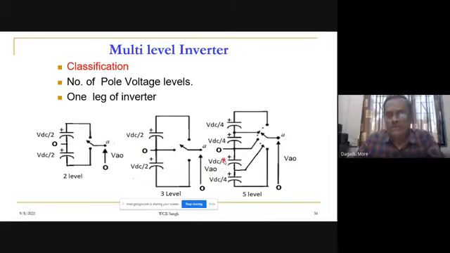Similarly we continue for the 5 level, and here we have VAO with respect to the center point of the DC link. If it is connected to the upper point, then we get VDC by 4 plus VDC by 4, so it will be VDC by 2. Whenever the switch is at the first position, VAO will be plus VDC by 2. At the second position, VAO will be VDC by 4. Third position, it will be 0. Fourth position, minus VDC by 4. And fifth position, minus VDC by 2.